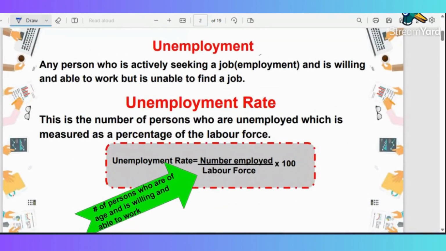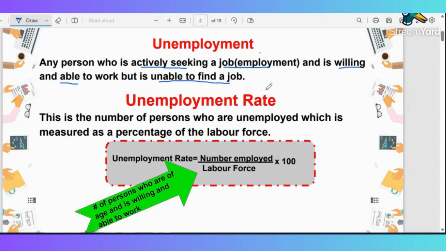As we have here, the definition for unemployment. It states that unemployment is any person who is actively seeking a job, which is employment, and is willing and able to work but is unable to find a job. So unemployment is simply a person who is actively seeking. What are they seeking? They're seeking employment, they're seeking a job. And this person is willing and able to work, but they are unable to find a job.